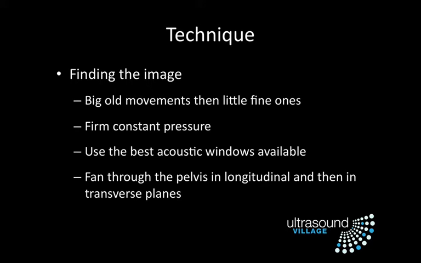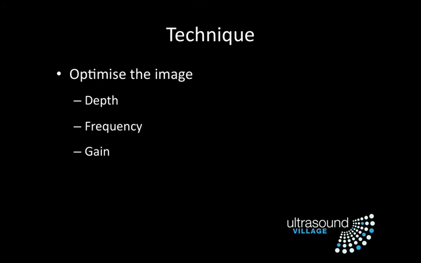The next thing is to find the image. We tend again to use big bold movements and then little fine ones. Use a constant firm pressure, use the best acoustic windows you can, and that usually means a full bladder so you can see through the bladder to the uterus behind it, and you fan through the pelvis in longitudinal and then in transverse. To optimize the image, you alter your depth, frequency, focus and gain.